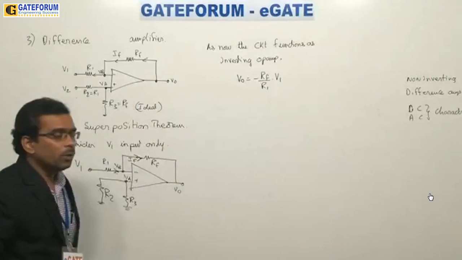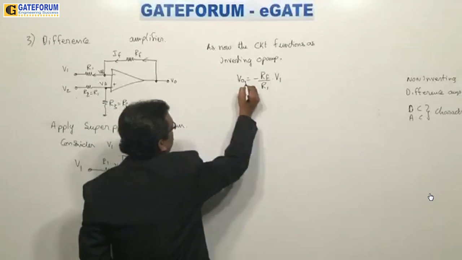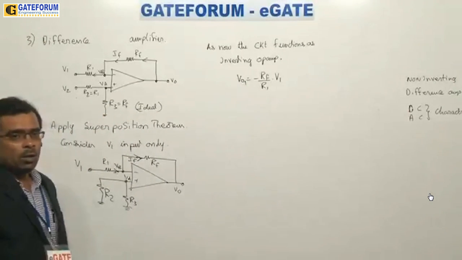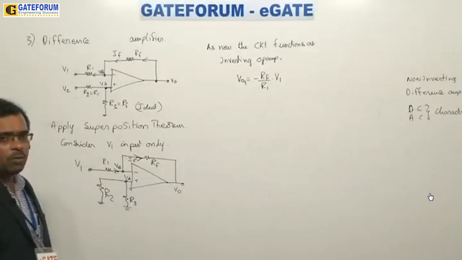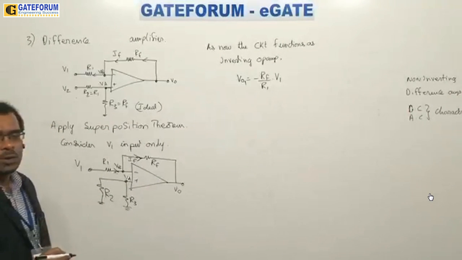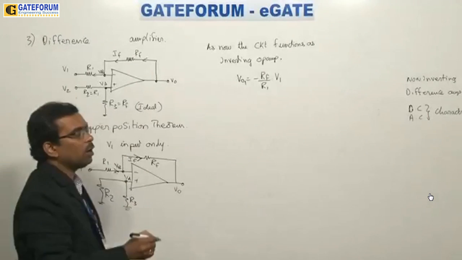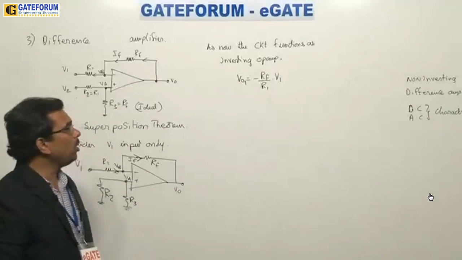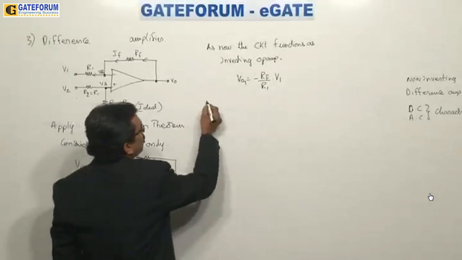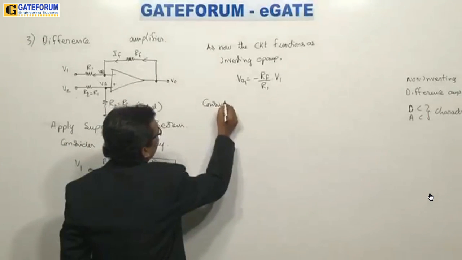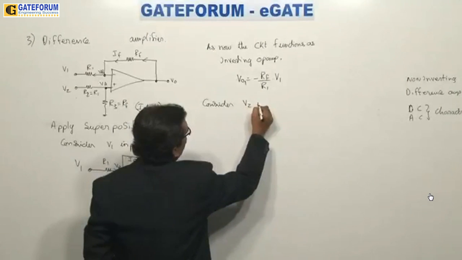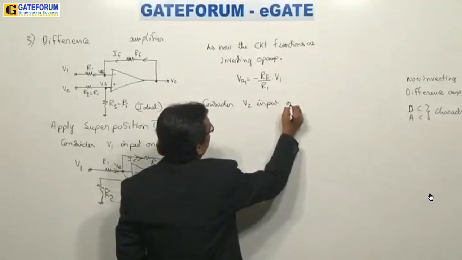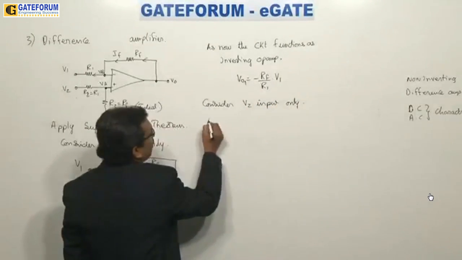Yesterday we have done the derivation for the inverting amplifier. So V01, that is the output of the op amp when only the inverting input is considered, is V01 equal to minus RF by R1 into V1. Next, consider the V2 input only.